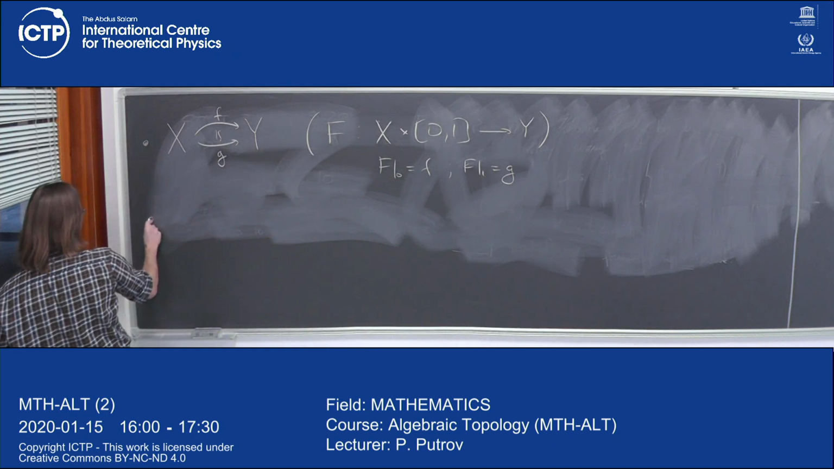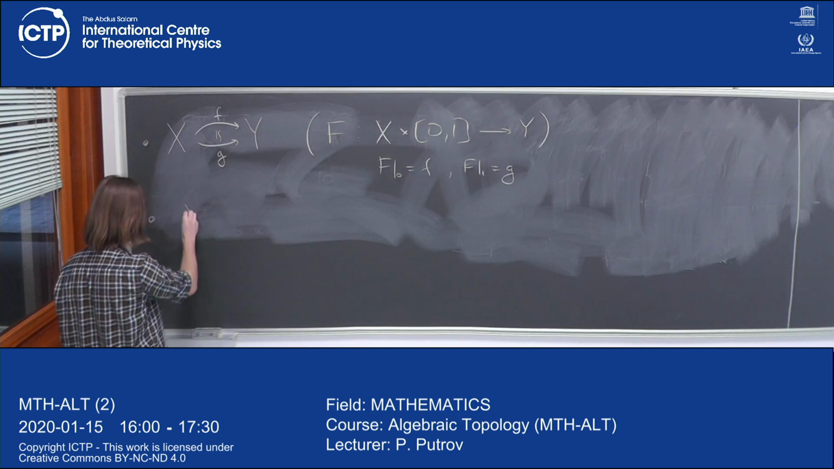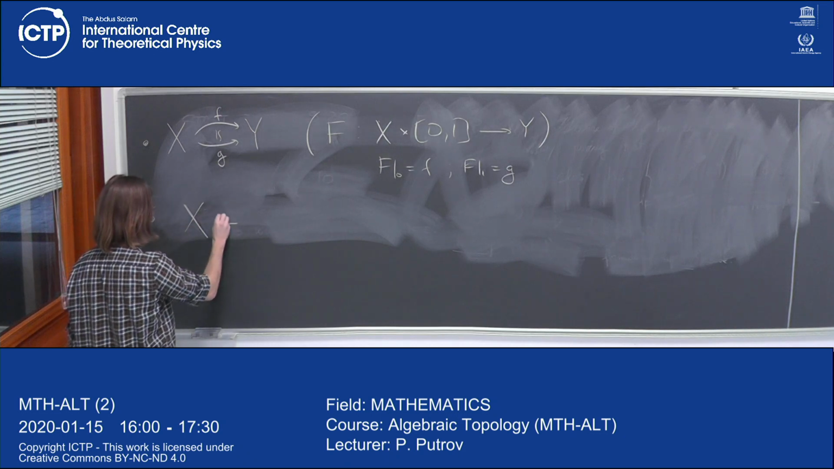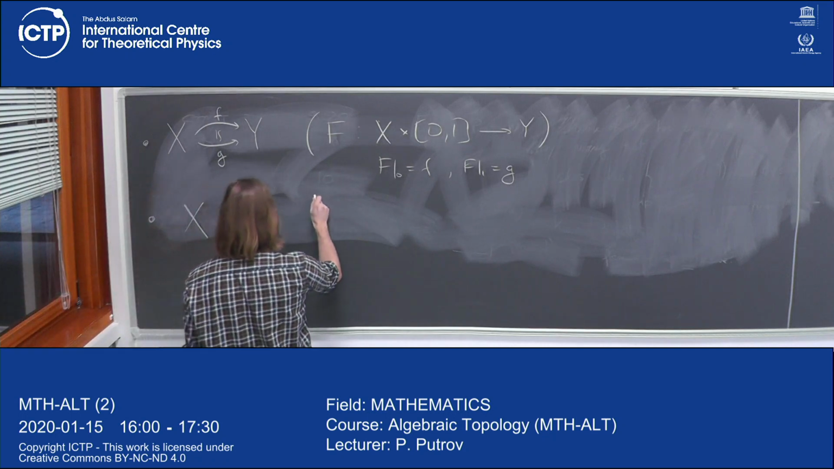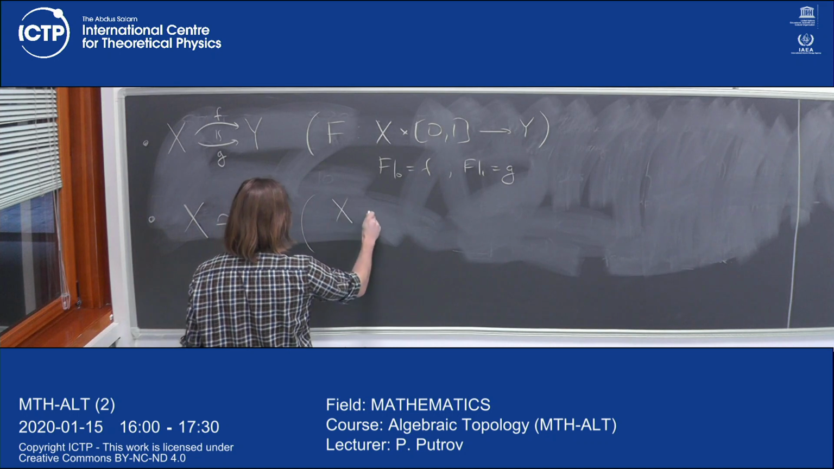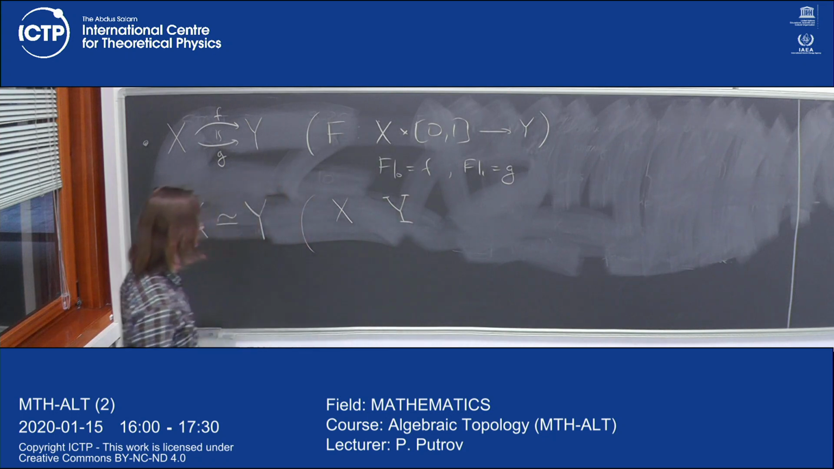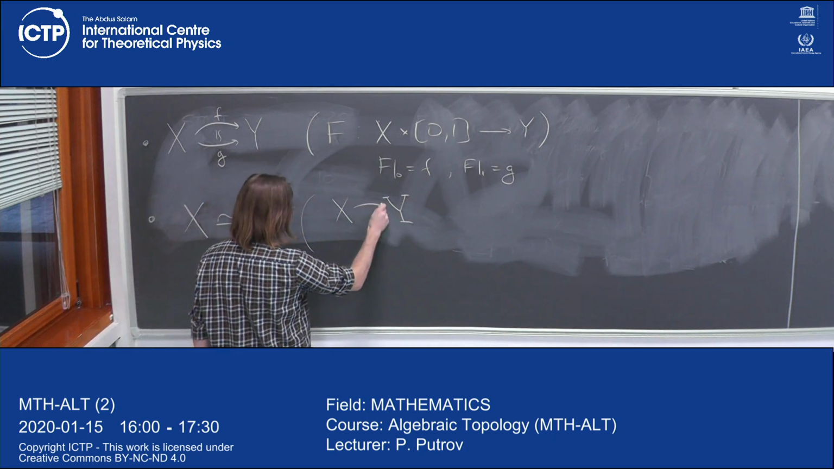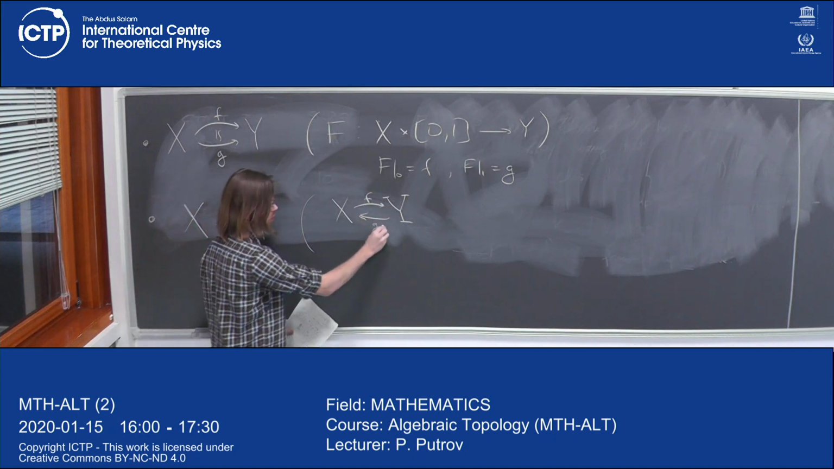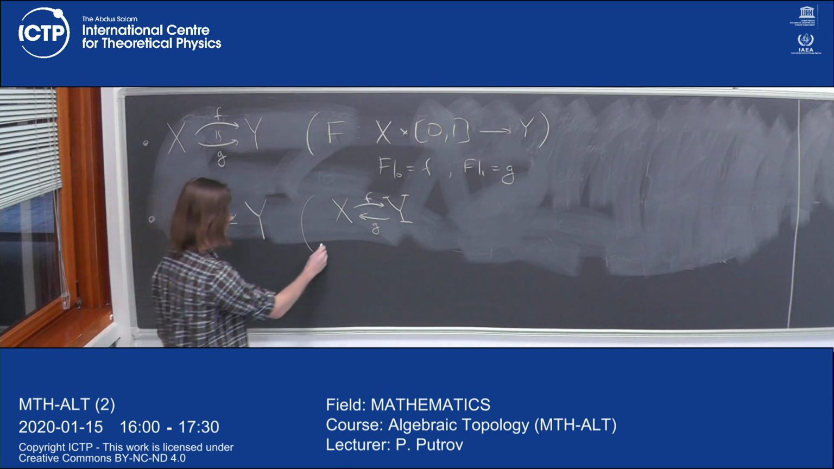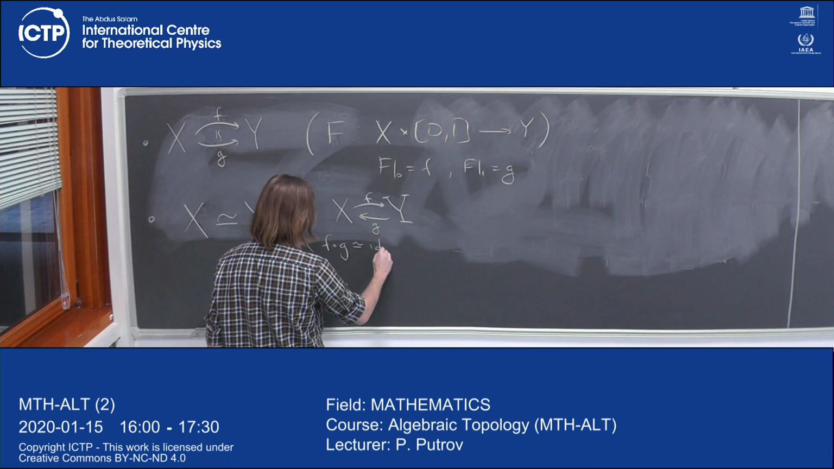And the second important notion which we considered was a homotopy equivalence between topological spaces X and Y. And by definition, it was a statement about existence of a pair of maps acting between X and Y in opposite directions, so that their compositions are homotopic to identities.